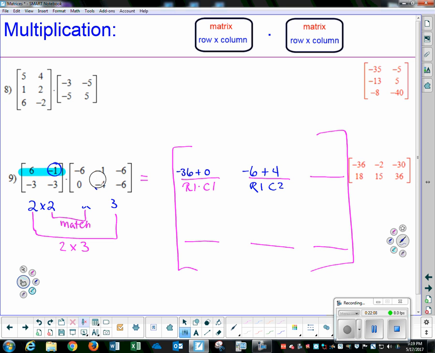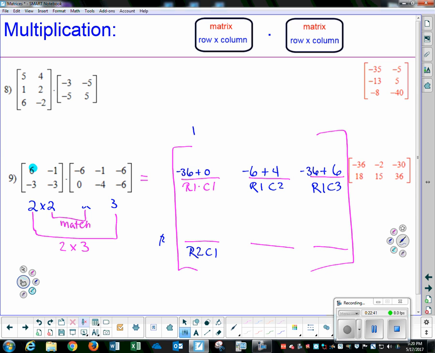All right, next up, row 1, column 3. Row 1, column 3, 6 times -6 gives you -36. Added with -1 times -6 gives me +6. All right, moving on down the road. So we are going to have, because this is position, here's 1, here's 2. This is row 2, column 1.